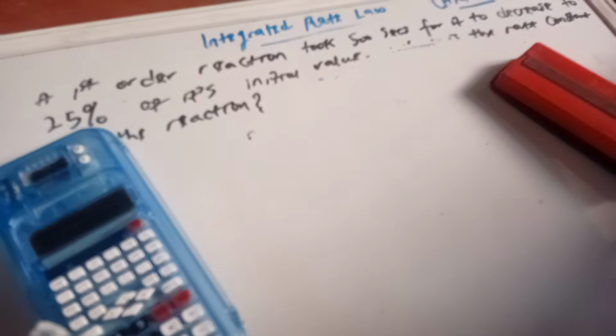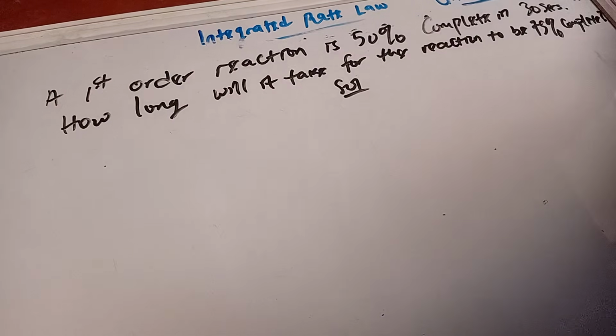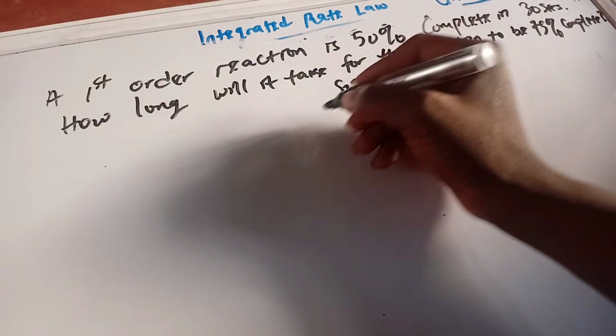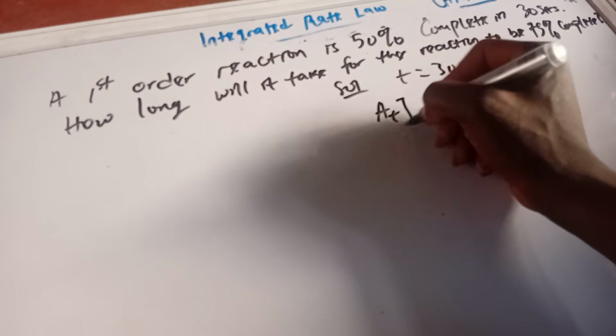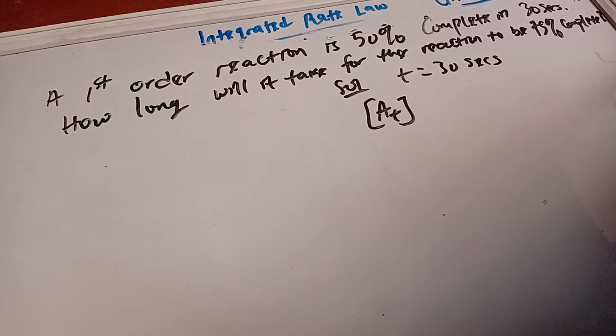Now the next question. This is the next question that seems to be mixed up with the one we just finished. Now a first order reaction is 50% complete in 30 seconds. So our time is 30 seconds. Now our concentration at a particular time t. Now concentration is equivalent to, and that's the mix-up I made earlier. So listen now. That one we grab, the one we just finished.